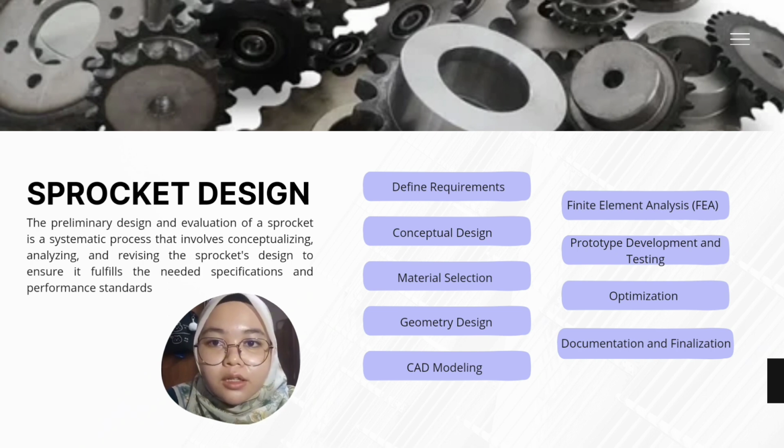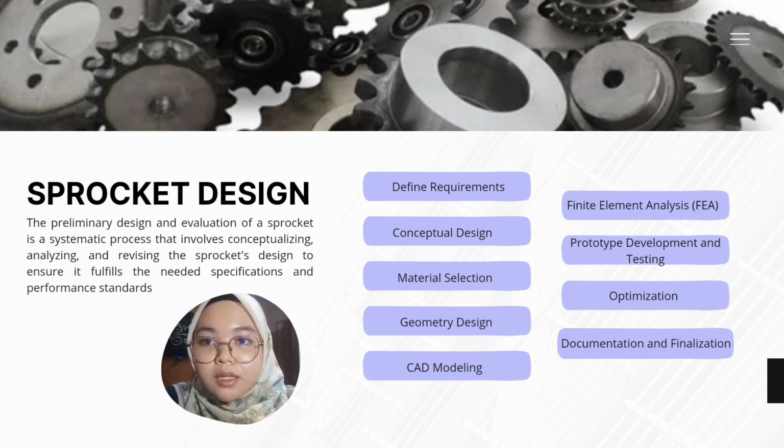The next one is finite element analysis, or FEA. FEA is used to perform static and fatigue analysis of components. This ensures the safety and reliability of the components. The next one is prototype development and testing. Sprocket prototypes are manufactured for testing and validation purposes. Performance tests are performed to evaluate factors such as load capacity, wear resistance, noise level, and efficiency.